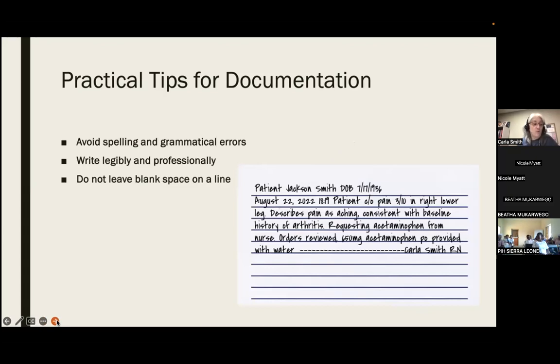We also want to avoid spelling and grammatical errors. These errors can be distracting and it can make our charting appear very messy. It can be unprofessional, and some people could perceive that as unreliable.